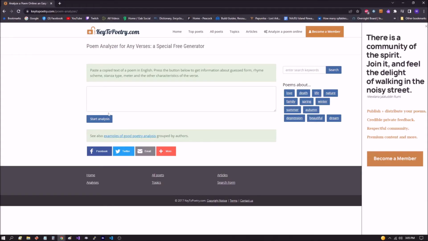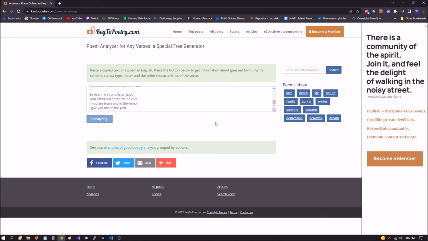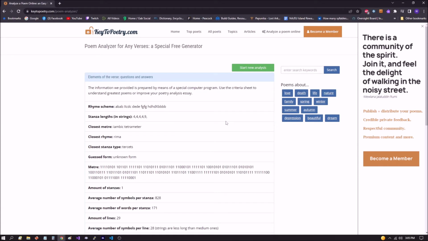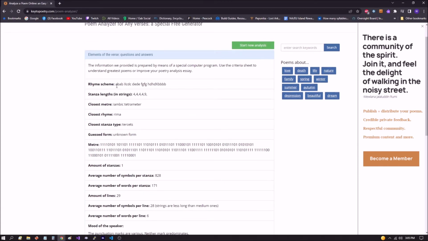So here's that website. It's keytopoetry.com, and they have a poem analyzer. You can click analyze a poem online, and just right off the bat, I can show you here. I'm not going to spend too much time here. You could play around with it yourself, but I'll paste the entire Forrest Fenn poem in there. Okay, so I got all 6 stanzas pasted in there, and I'll tell it to analyze it. And I'll show you some of the funny things. Here's where it came up with the rhyme scheme. Okay, A B X C D C D E D E F G F G.